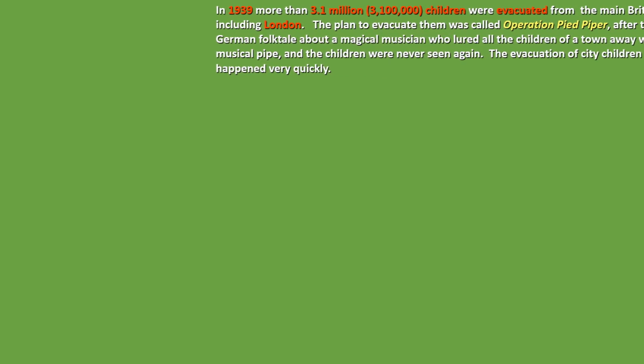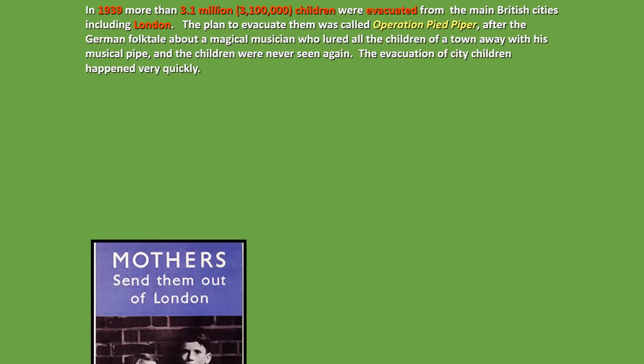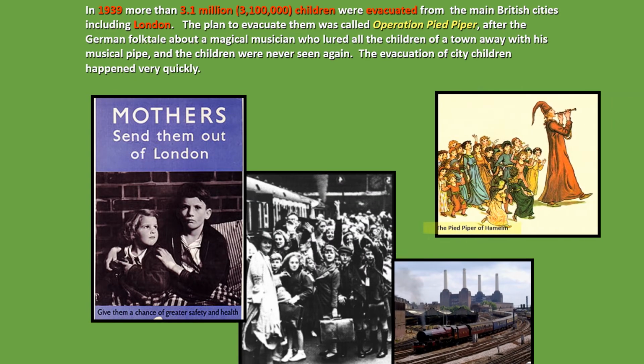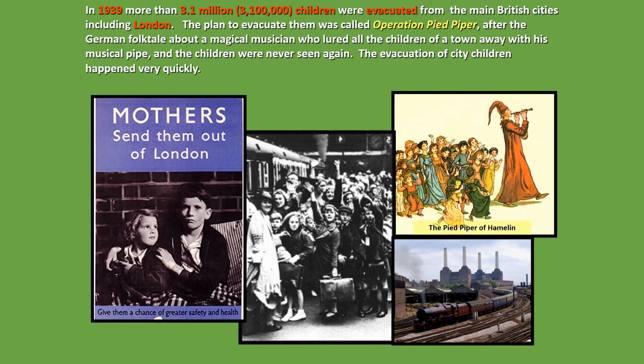Now incredibly, during this period, more than 3.1 million children were evacuated from the main British cities, which obviously included London. The plan to evacuate them was called Operation Pied Piper, and for those of you who have never heard of the Pied Piper, it's a German folktale about a magical musician, you can see him in the picture there, who lured all the children of a town away with his musical pipe, and the children were never seen again.